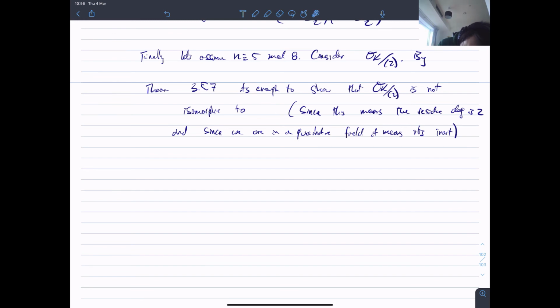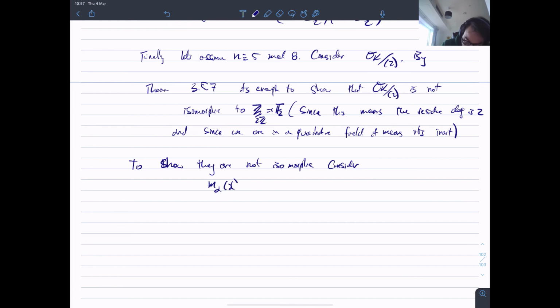So to show that this and this thing are not isomorphic, let me just, in case there's any confusion, remind you that Z mod 2Z is also called F2, the field of 2 elements. So to show they're not isomorphic, you do the following trick. You consider the minimal polynomial of alpha, which in the case n is congruent to 1 mod 4 is going to be this.